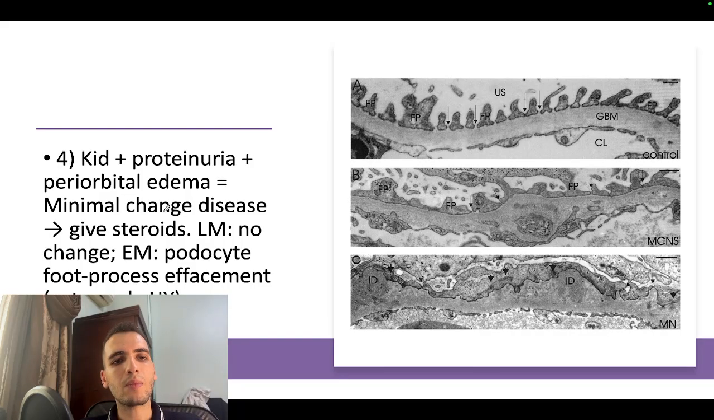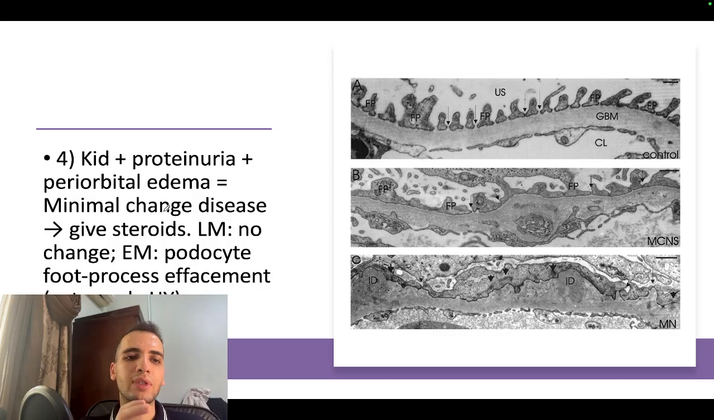Okay? Now, when you see a kid with proteinuria, so you know it's nephrotic, and he's having a periorbital edema because he is losing albumin, so the oncotic pressure is decreasing. This is usually minimal change disease, and you need to give steroids as first line of treatment because it has something to do with inflammation.